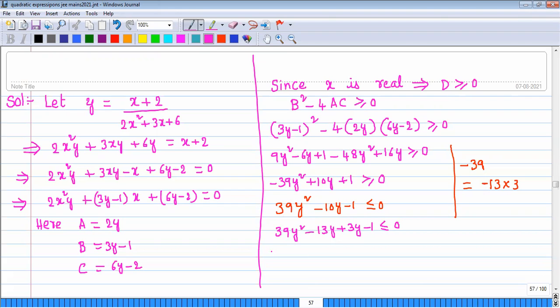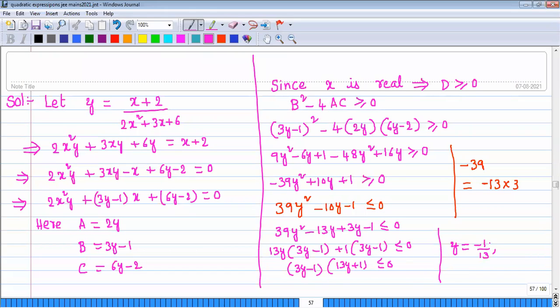From the first two terms, let us take 13y common. We have 3y minus 1. Plus 1 common. We have 3y minus 1 less than or equal to 0. So 3y minus 1 is taken common. 1/3 or minus 1/13. Yes. So the roots of the corresponding equation are y equals minus 1 upon 13 and one more value is 1 upon 3.